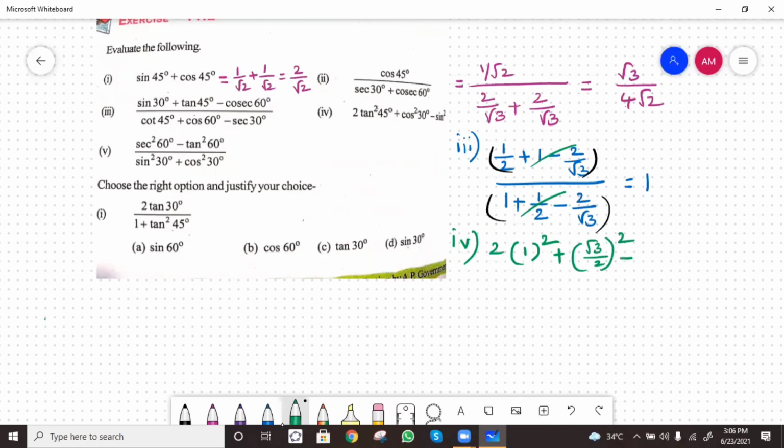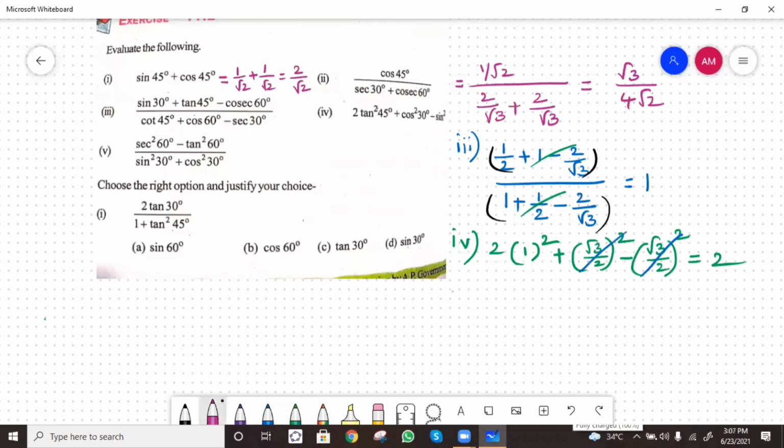Sine square 60. What is sine 60? Root 3 by 2. We are having square, so we write it here. Whole square equal to... So this root 3 value gets cancelled. What is 1 square? 1. One into 2, 2. So what is that value? 2. Clear?